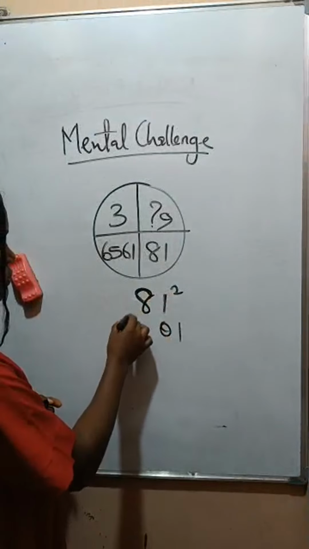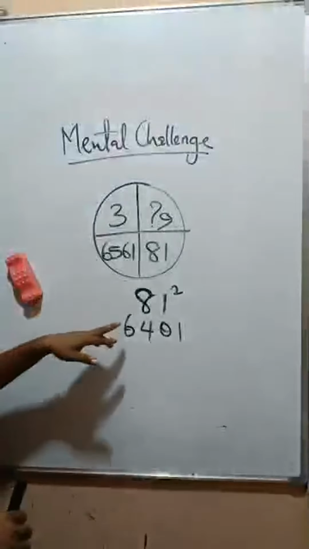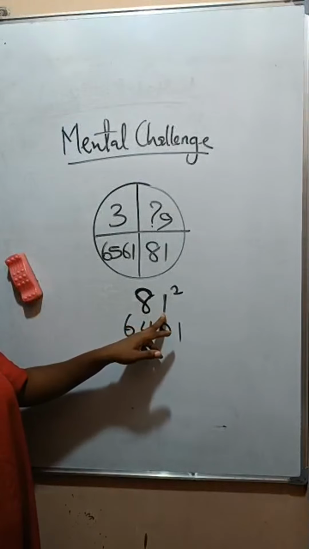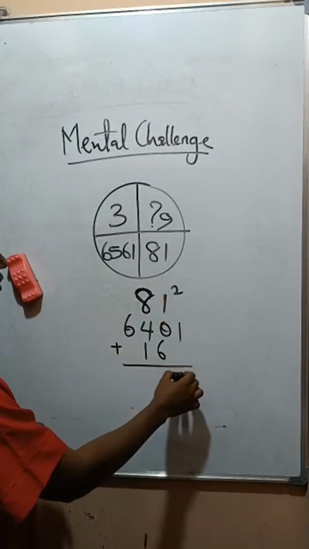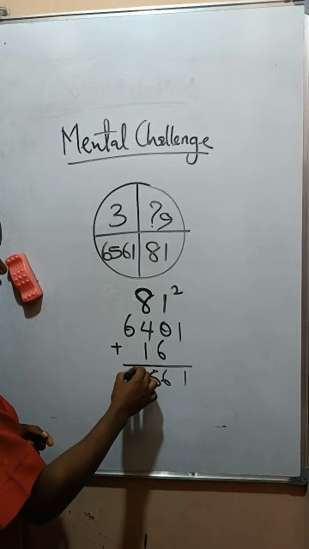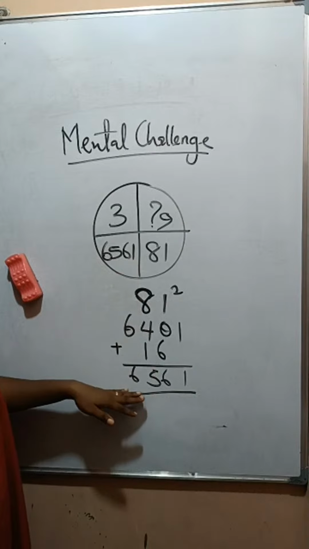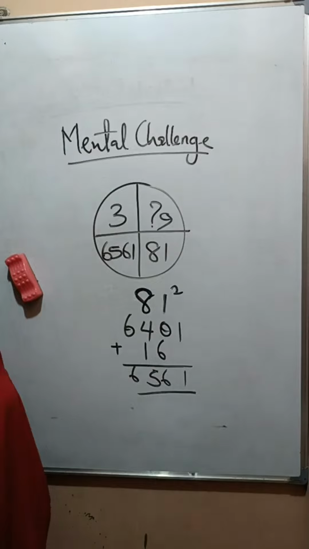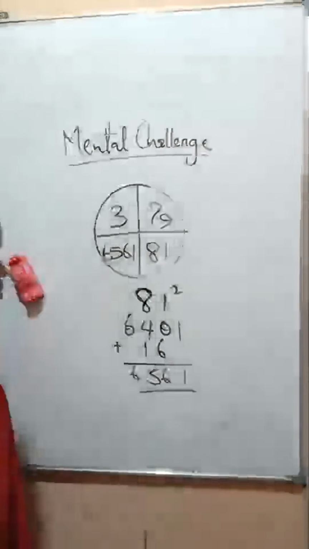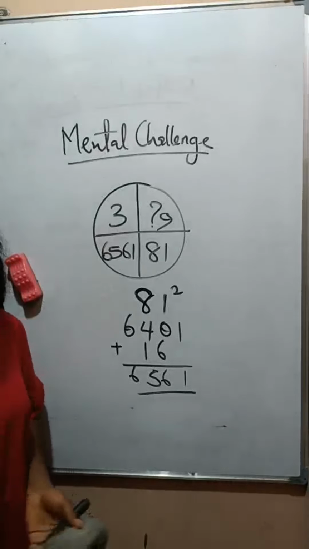Now 8 squared is 64. It's already a 2-digit number, so write it like that. All right. Now 8 times 1 is 8, times 2 is 16. Leave the first number and add the 16 here. So we have 6, 5, 6, 1. You can see 6561, and that is what we have here. So this is a math trick that shows how you can square a 2-digit number without a calculator. You can even do it faster than a calculator if you are fast enough.